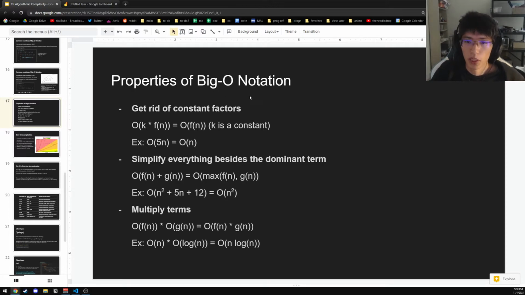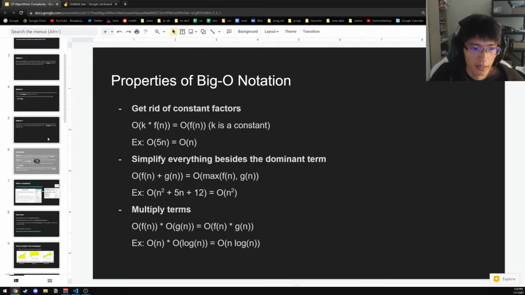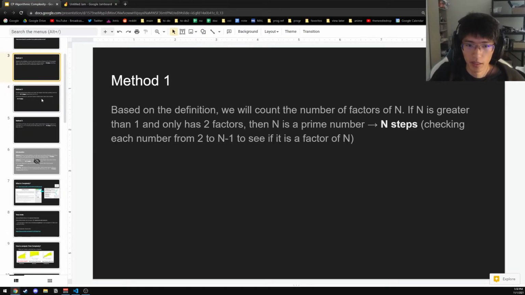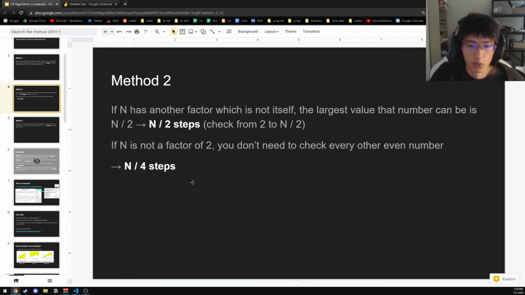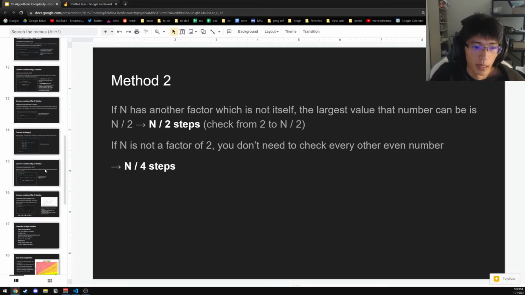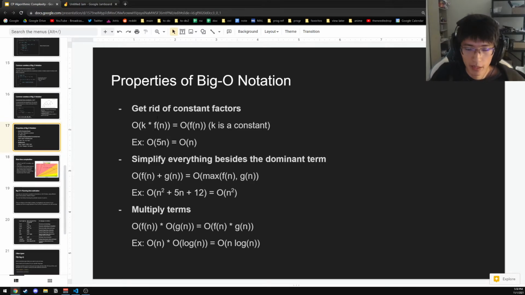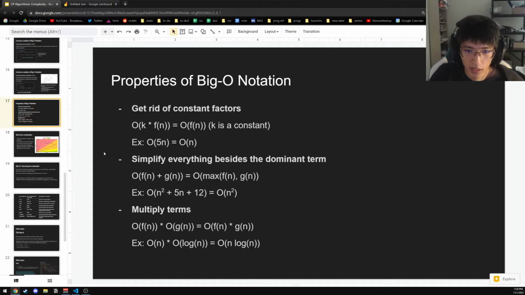So what are some properties of big O notation? You have to get rid of constant factors. So let's say it takes order of 5n time. You'd simplify that down to O of n. If you remember the first thing, this was order of n time, and then this was order of n over 4 time. The second version was n over 4 time. But you'd get rid of the constant factors, like 1/4 is a constant factor, and then simplify that to order of n.